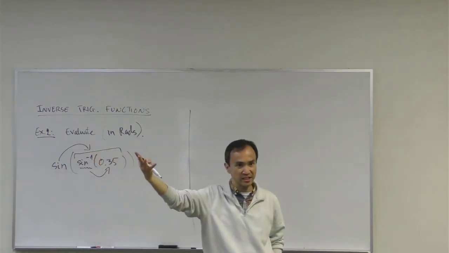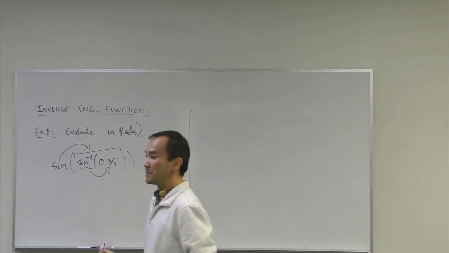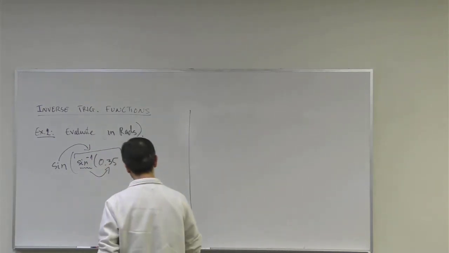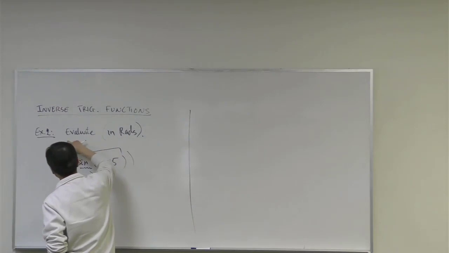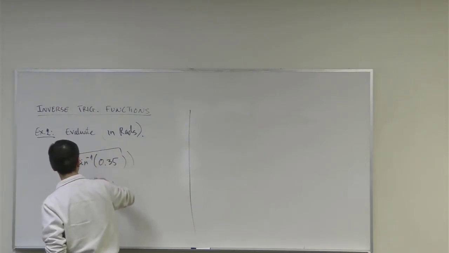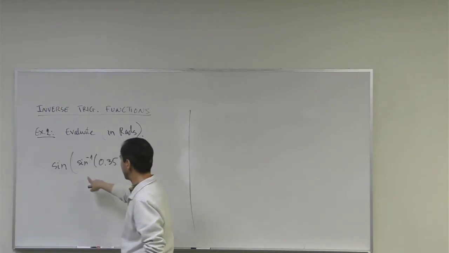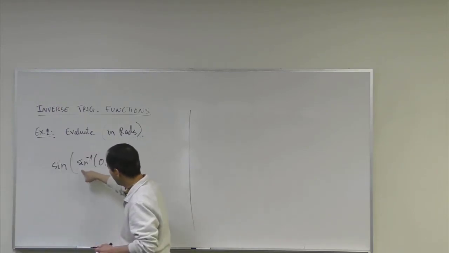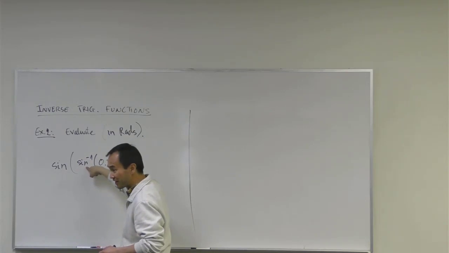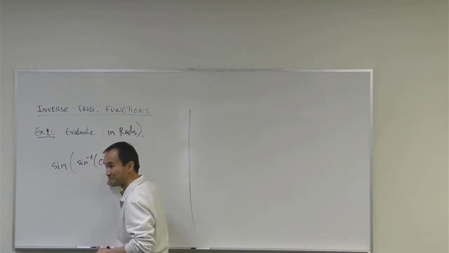And when things go nasty, we use a calculator. Now here's the thing. After I explain the thought process, what would you do first? You punch it in the calculator, right? Get sine inverse of 0.35.